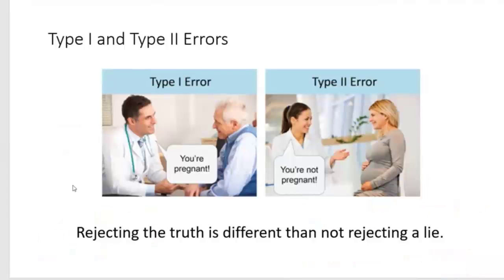Now, in any case, when you make a conclusion, you could make a mistake. And we talk about mistakes in statistics as either being type 1 errors or type 2 errors. Here you have maybe a little bit of humor, but just an example of it. We know for certain that this person is not pregnant, and the doctor is telling him it's pregnant. And we know for certain this person is pregnant, and they're saying you're not. So what is the deal here? We'll bring this back to our null hypotheses and different things. But the idea is just that rejecting the truth is different than not rejecting a lie.